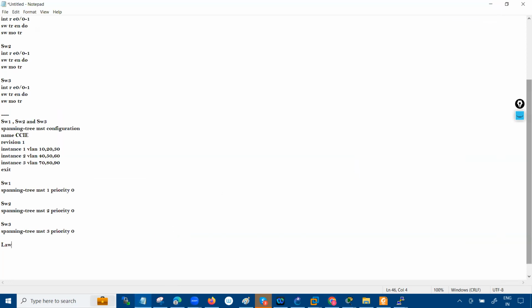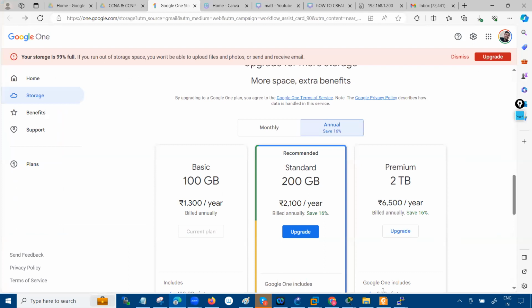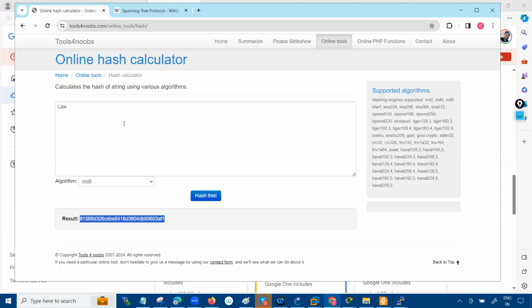For the log, if I do the hashing, I get this value. Now take the log with a small L, AW. Same name, but I just change 1 digit, and now generate the hash. We have a different hash.